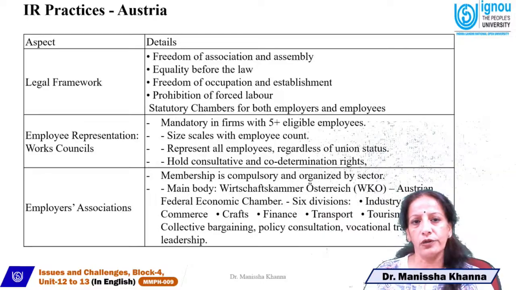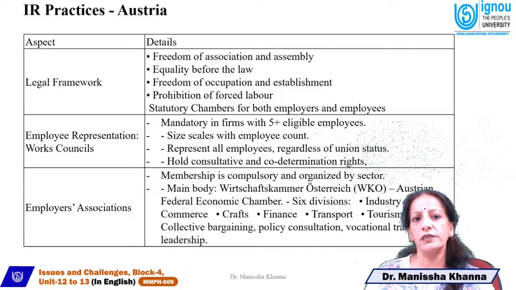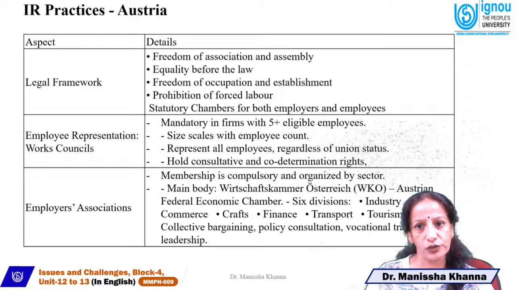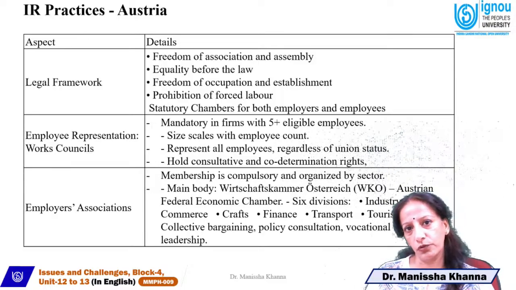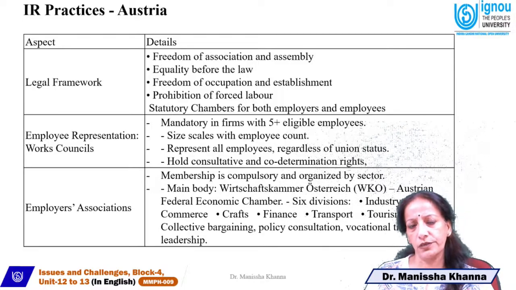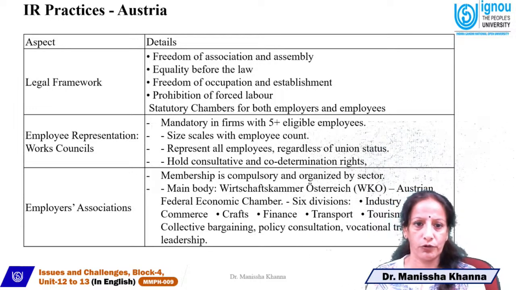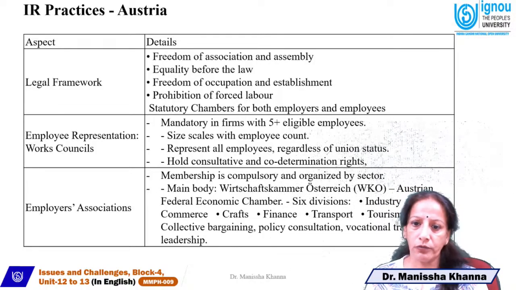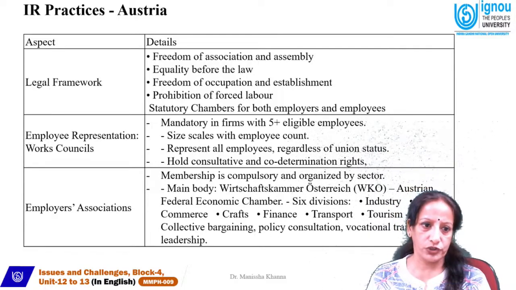Then let's see what the IR practices are in Austria. The legal framework in Austria is again freedom of association and assembly, equality before law, freedom of occupation and establishment, and prohibition of forced labor. Statutory chambers are there for both employers and employees. Employee representation through a works council is mandatory in firms with 5 or more eligible employees. It scales with employee count, represents all employees regardless of union status, and holds consultative and co-determination rights.